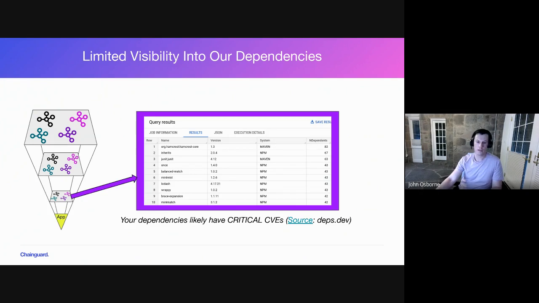Now this query here is one that I run in BigQuery. If you go to deps.dev, which is a project essentially from Google, they just ingested all this data about dependencies out there.